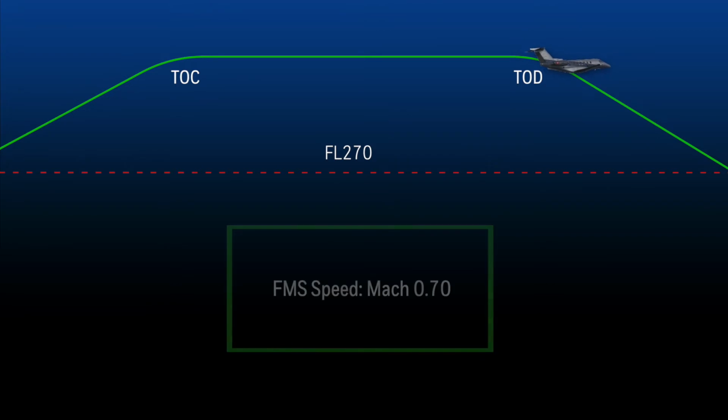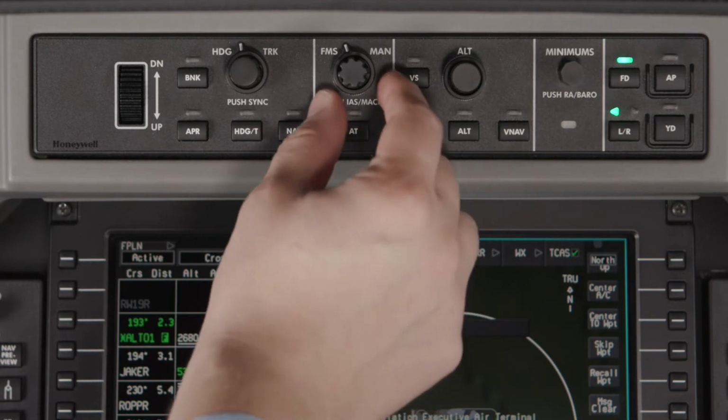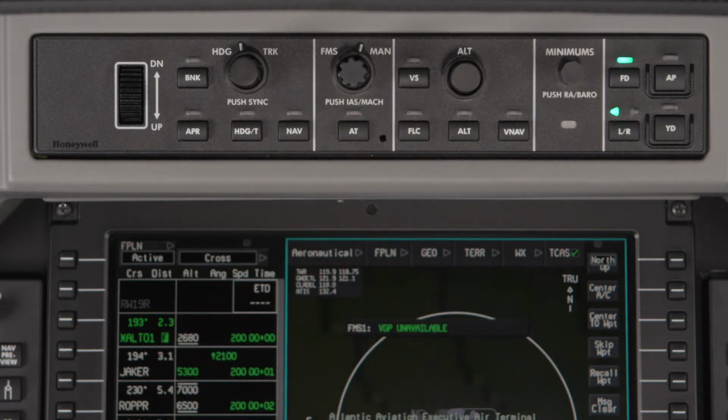The FMS target speed for the descent is Mach 0.70 until reaching the crossover altitude at flight level 270, and then transitions to 280 knots. To fly faster than Mach 0.70 or 280 knots during the descent, pilots will need to set a manual speed target.